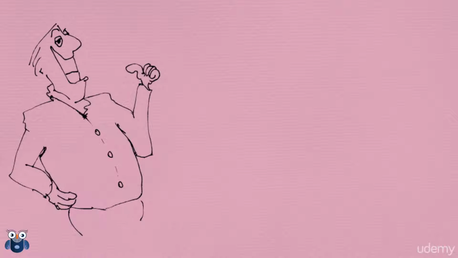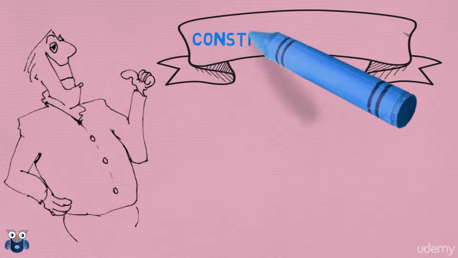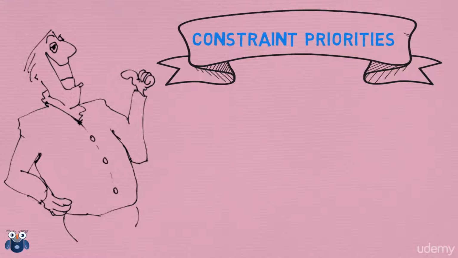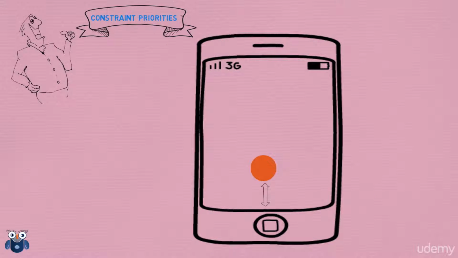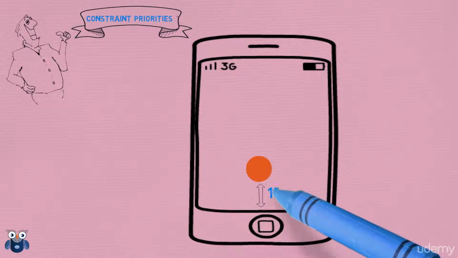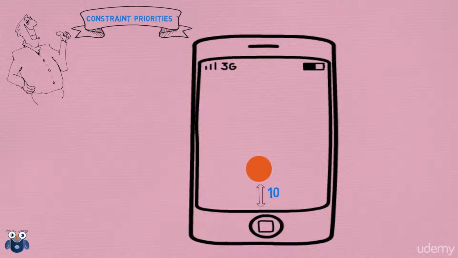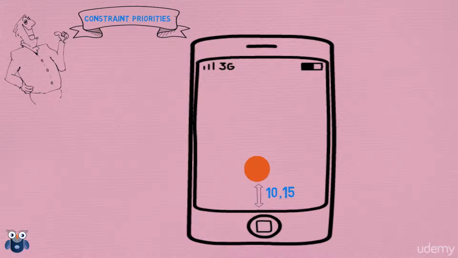Welcome back, guys. In this video we will take a look at constraint priorities. So let's take an example. Say we have a button placed at a certain distance from the bottom of the container. To be more specific, we have set a vertical constraint of 10. Now I add a similar constraint to the bottom, setting its vertical distance to 15.